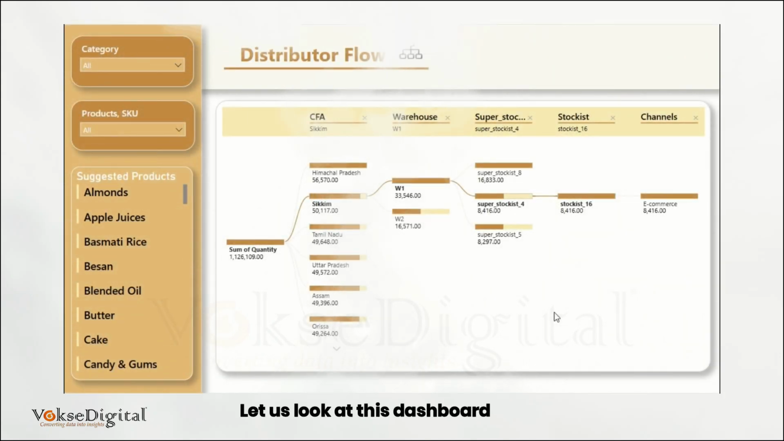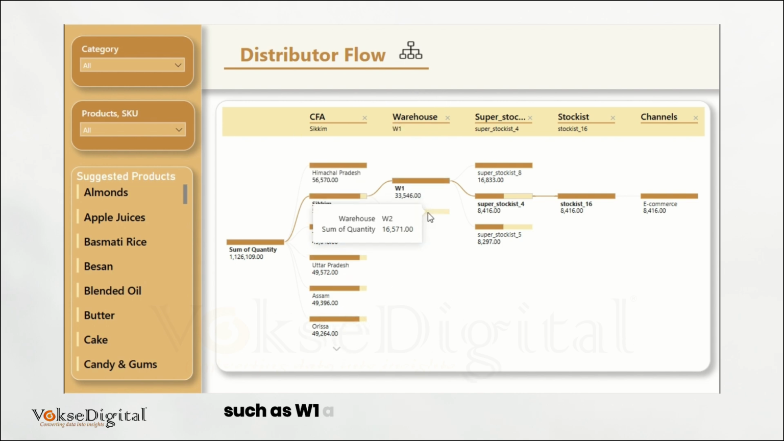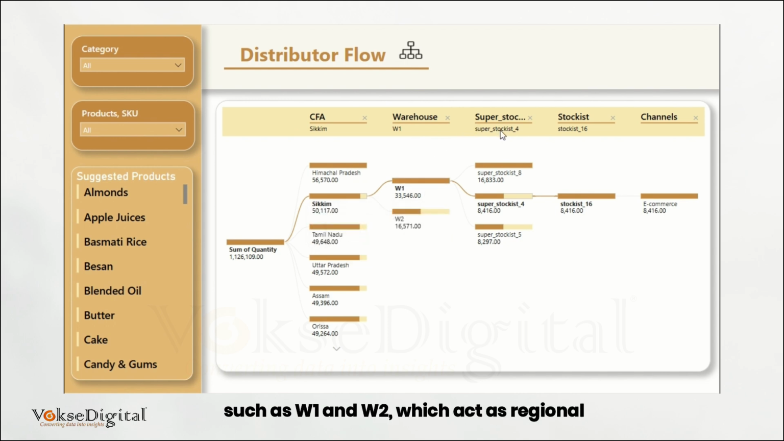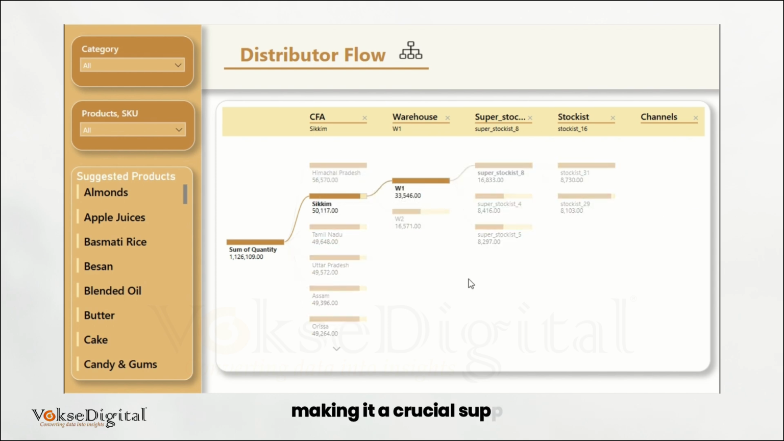Let us look at this dashboard, which gives us a clear image of how distributor flow works in the supply chain. The CFA is at the top level where all products are initially stored. From here, the distribution flows to warehouses, such as W1 and W2, which act as regional hubs. You can see that W1 has a higher distribution volume, making it a crucial supply point.